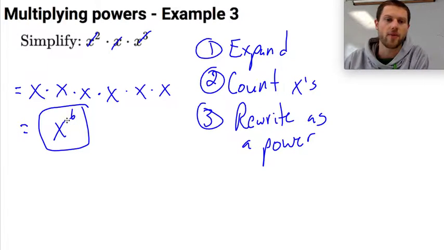All right, so now I have my exponent of 6. I have my base of x. This is the simplest of all these three ways. I would say this final one is the simplest way to write this quantity here.